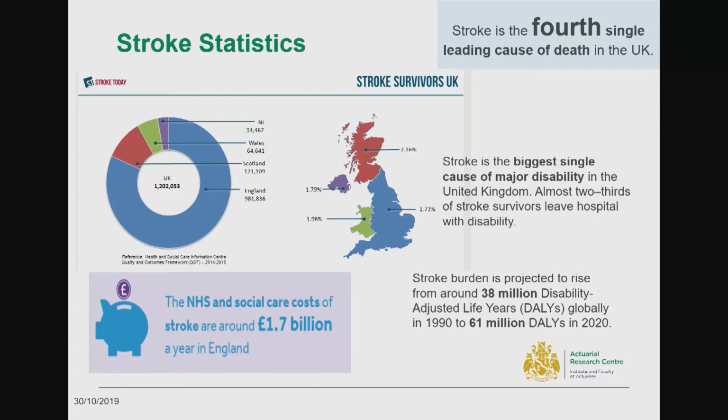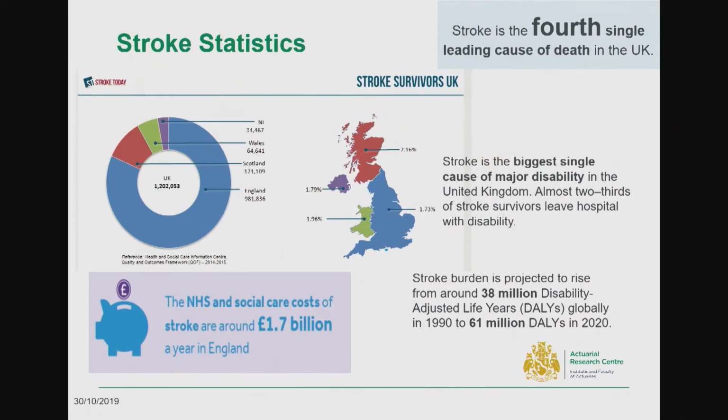Almost 2/3 of stroke survivors will leave hospital with a major disability, and because of this, the NHS and social care costs related to stroke are estimated to be 1.7 billion a year in England. And the economic burden, sometimes measured in terms of DALYs, that is disability adjusted life years, has been estimated to rise to 61 DALYs in 2020.